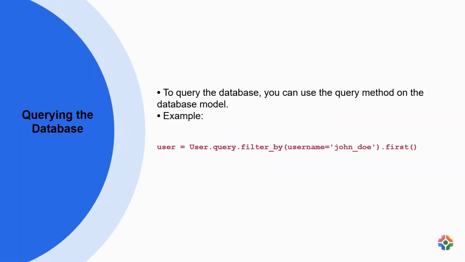Utilize the query method on the database model to retrieve specific data from the database. In the given example, User.query.filter_by(username='johndoe').first() queries the User model in the database to find the entry with the username johndoe and returns the first result found. This method allows you to fetch targeted information efficiently.